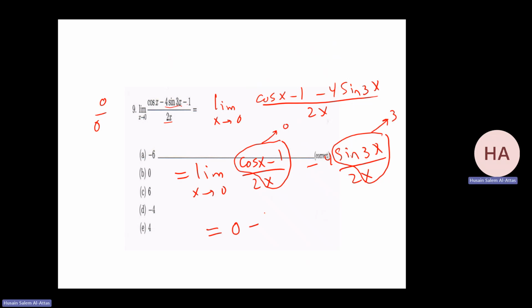So I have minus 4 times 3 over 2. That will be minus 6, which is this.